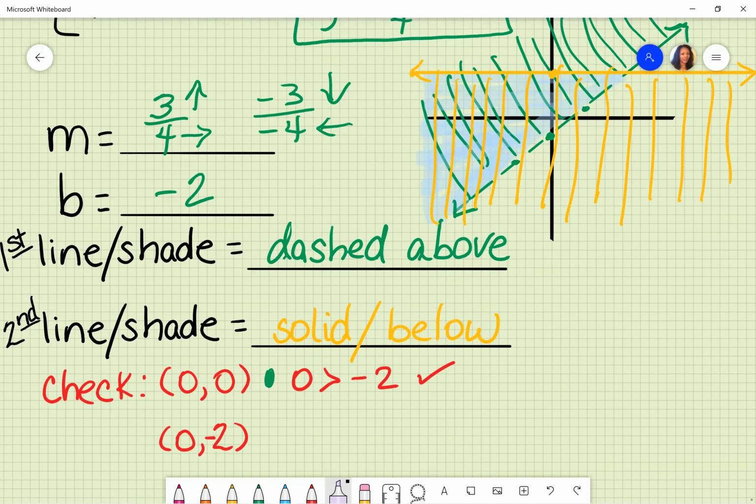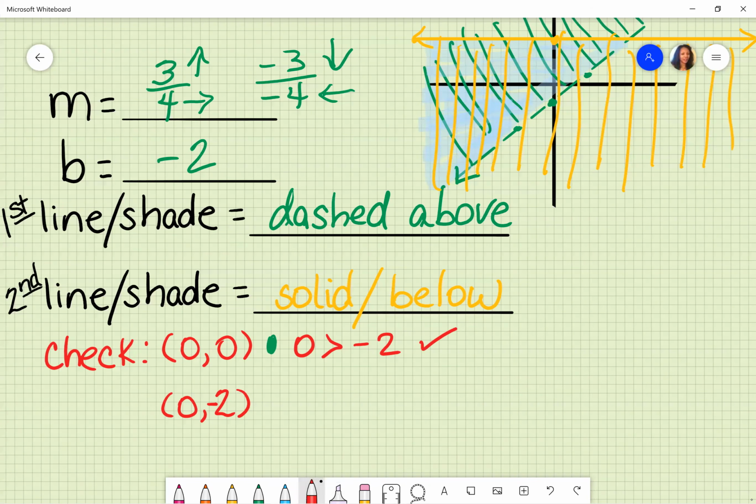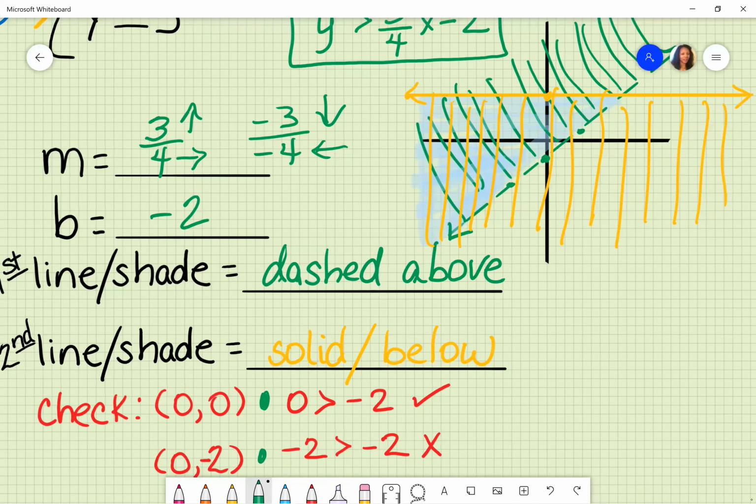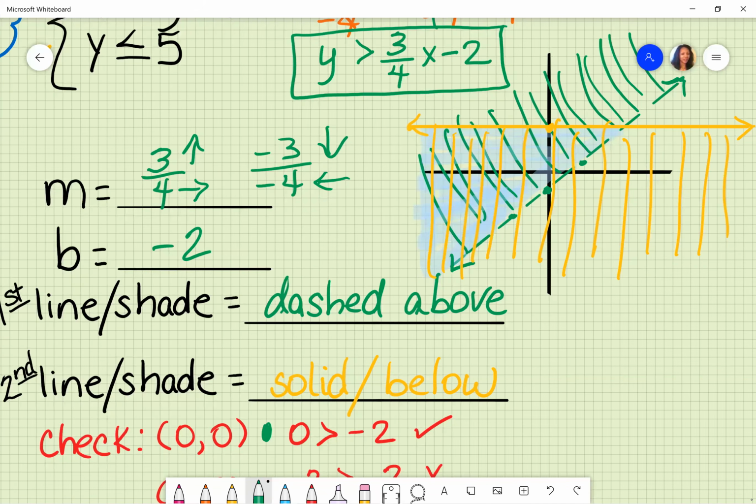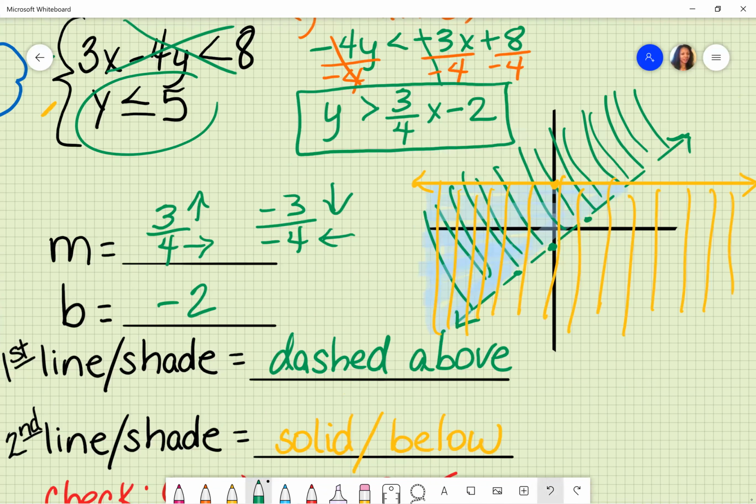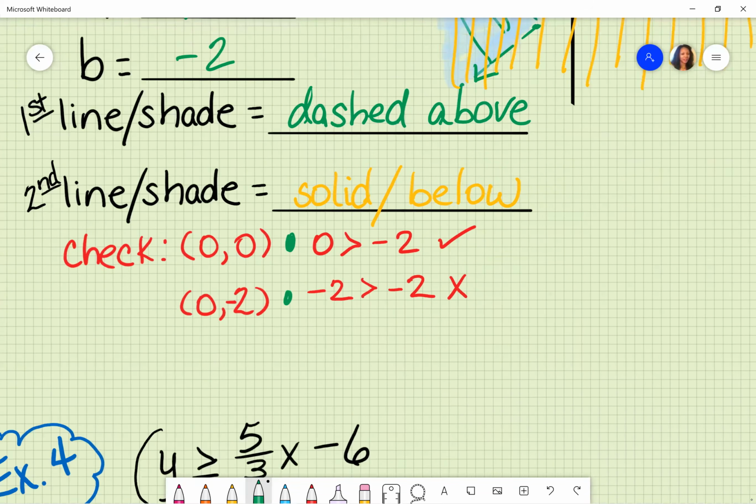That part is correct. And then I'm going to now change this y to -2. Is -2 greater than -2? No, that's not true. Why not? Because it does not have that equal to sign there. So therefore, that means it should be a dashed line. So the green line should be dashed, and it is. Again, I don't have to check anything for my yellow one. And you see how I'm color coding? Because it will get confusing. So keep track of that.